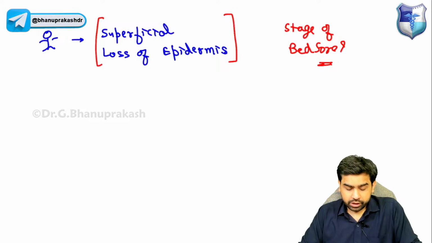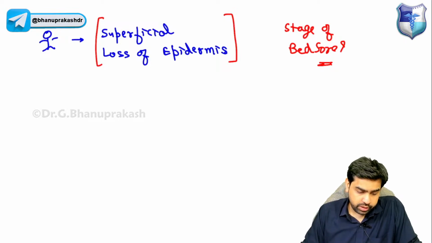Please put your answers in the comment box. The options are 1, 2, 3 and 4. Can you please help me? What is the stage of this bed sore? 1, 2, 3 or 4?